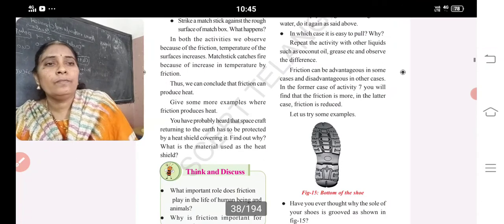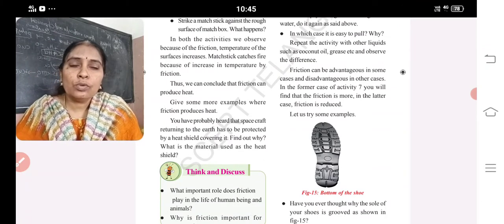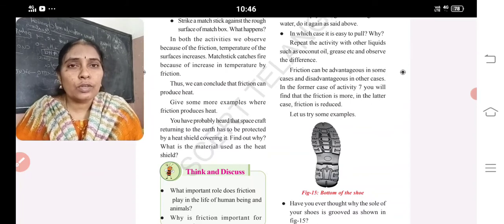See, you can see here, the bottom of the shoe is a grooved surface. Why do they apply the grooved surface? Why do they give the grooved surface to this? To get a good grip.